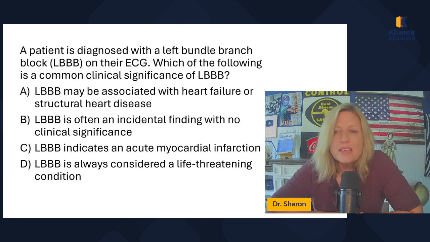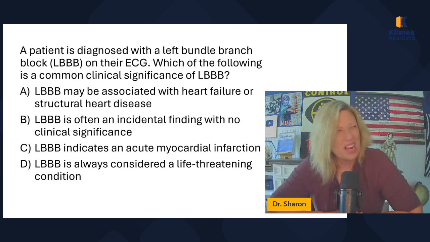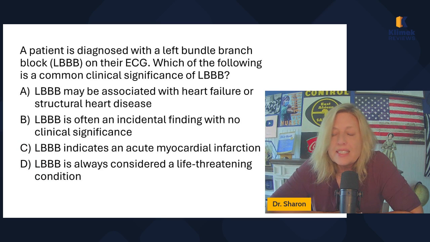So this is someone is diagnosed with a left bundle branch block. So this isn't me seeing suddenly they have a bundle branch block. This is their diagnosis. So, and we're not doing anything about it. So what should I think? Why do they have this? So let's think about it. Associated with heart failure, structural heart disease. I mean, those are heart conditions that can cause that. Hypoxia. I mean, you can have hypoxia with heart failure. You can have electrolyte imbalance with that. Often an incidental finding with no clinical significance.